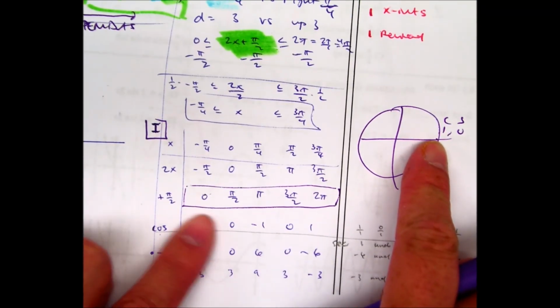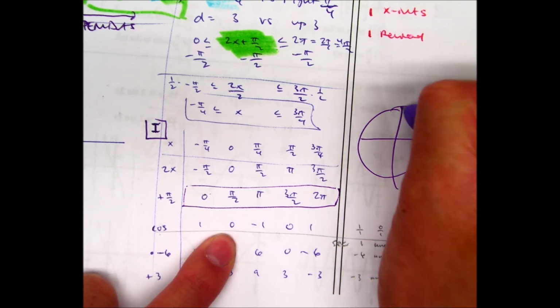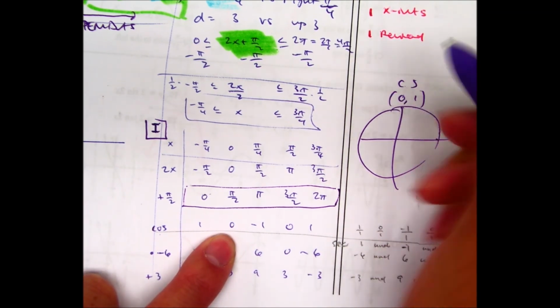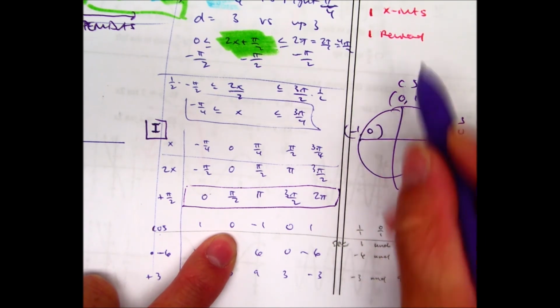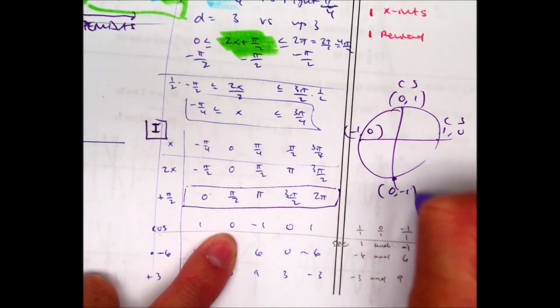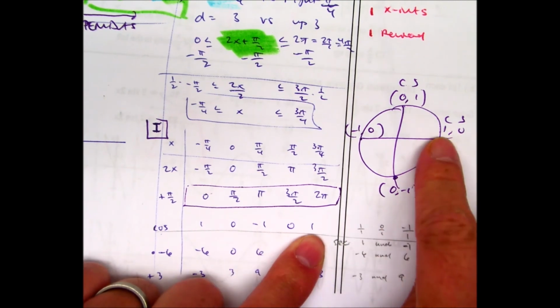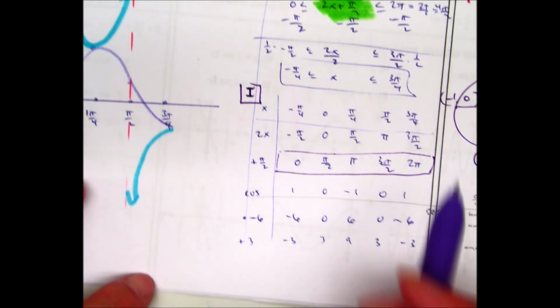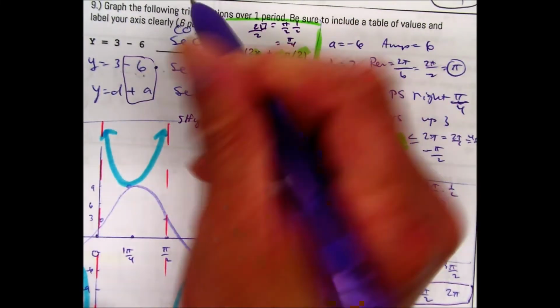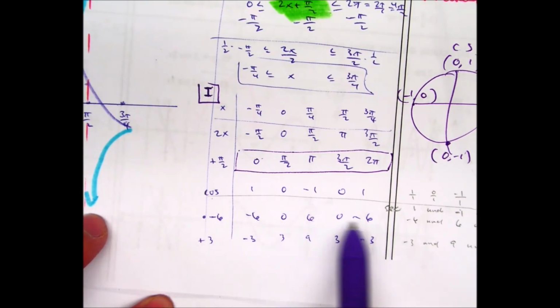So cosine at 0 is 1, at pi over 2 that is 0, then negative 1, 0, and then back up here to 1. And then from these values, you're going to multiply by negative 6. So take all these values and multiply by negative 6.